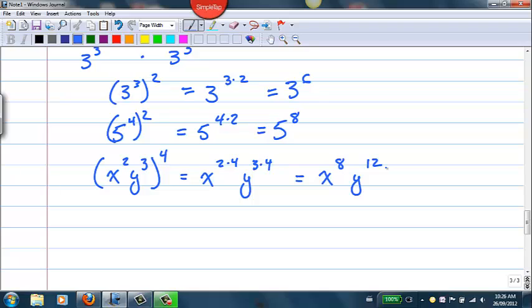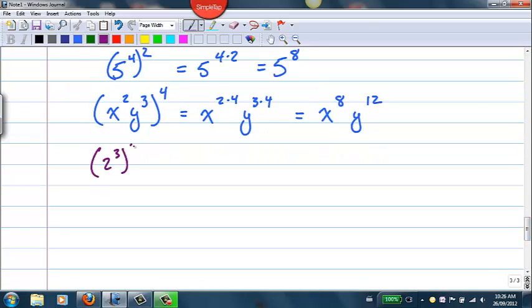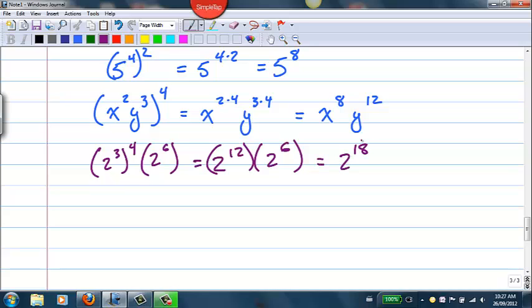You can see 3 raised to the power of 3 and 2, so 3 times 2 is 6. 5 to the power of 4 raised to the 2 is 5 to the power of 8. In purple here, 2 cubed raised to the power of 4 times 2 to the 6. Well, let's deal with this exponent first. 2 to the 3 times 4, or 2 to the 12. And then times 2 to the 6. Now we add the exponents, and we get 12 plus 6 is 2 to the 18.